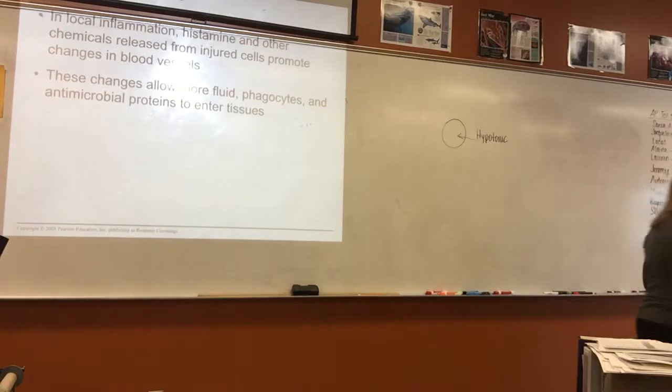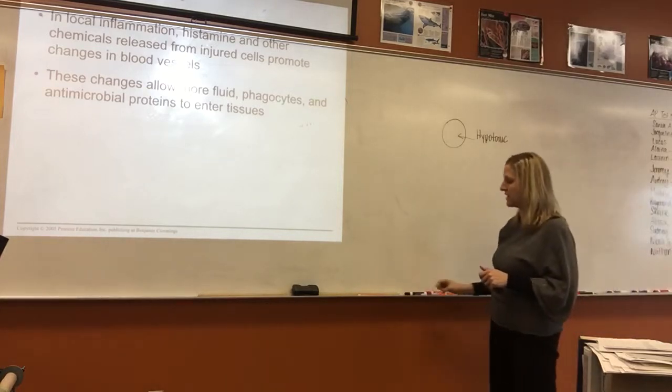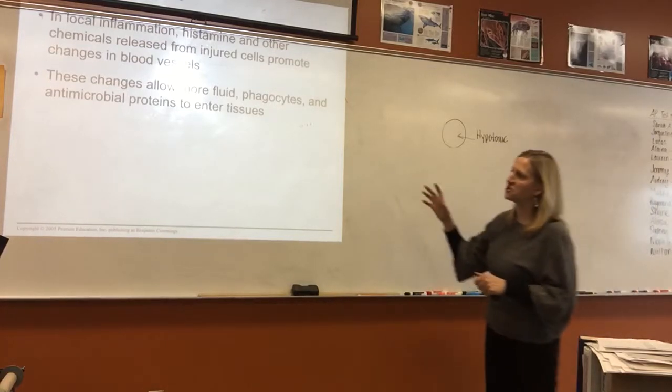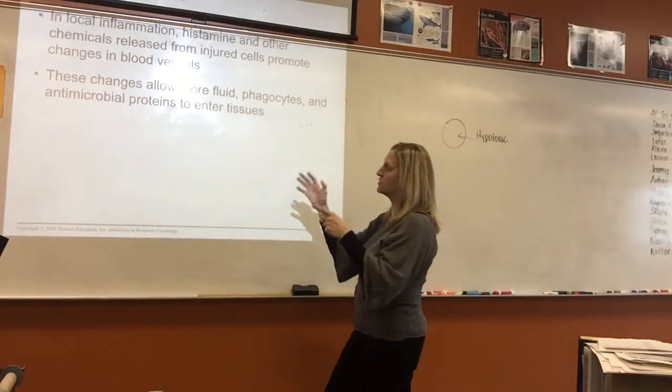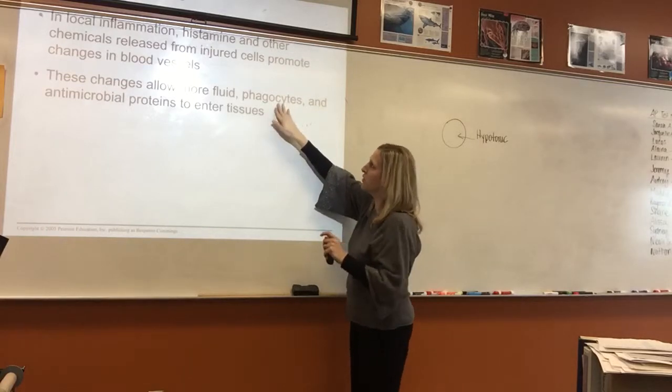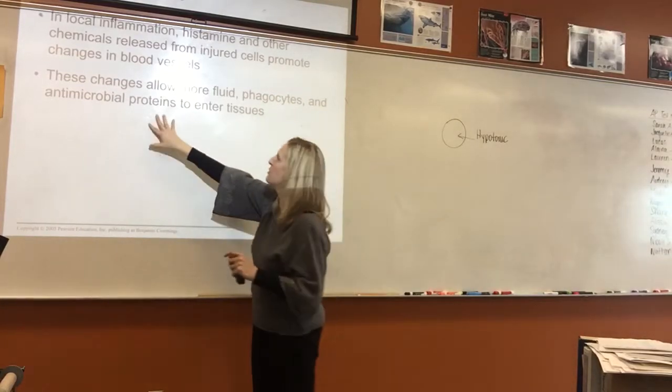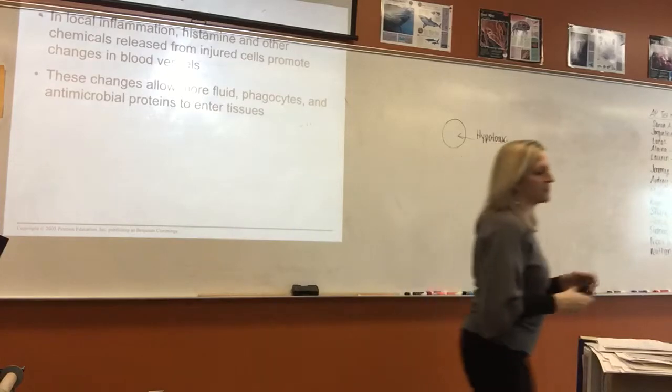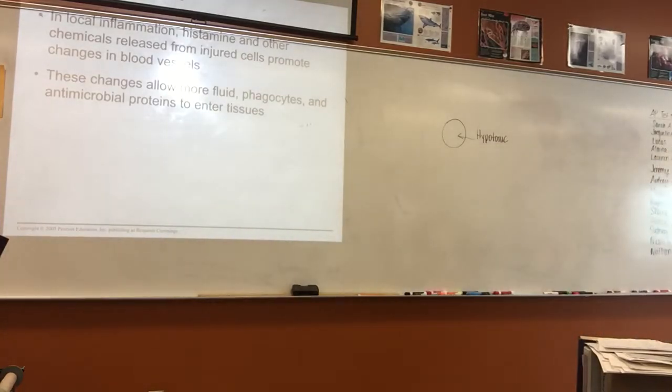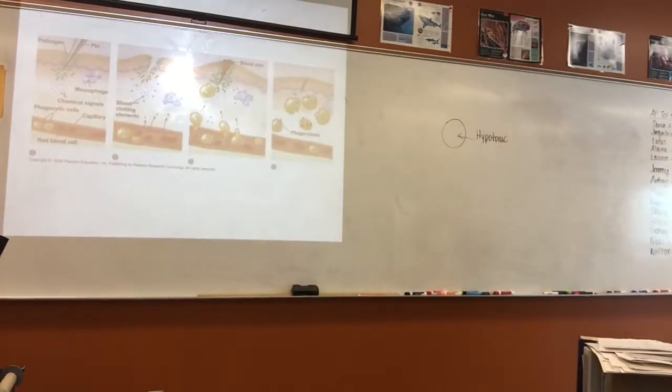Let's look at what inflammation is, because this happens frequently in our first line of defense, the inflammatory response. So in local inflammation, meaning in one particular area, histamine and other chemicals released from injured cells promote changes in blood vessels. These changes allow more fluid, more blood to go to the area, which brings with it more phagocytes and antimicrobial proteins that will help to fight off the infection and the damaged tissue. So that's what this picture here is showing you.